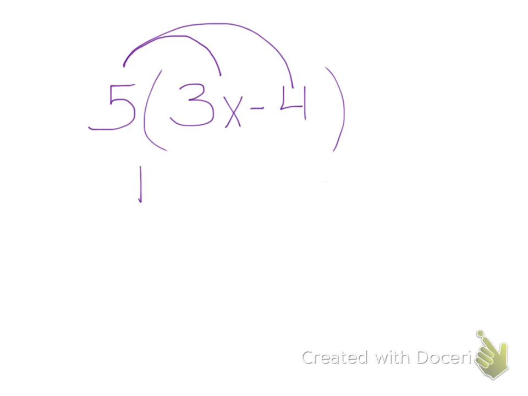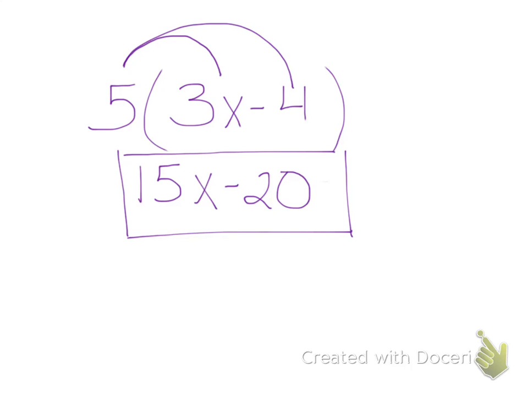So 5 times 3 is 15. Don't forget the x. And 5 times negative 4, negative 20. All rules you should know. Negative times a negative is positive. Positive times a negative is negative. And there is my simplified form. 15x minus 20 is the answer.